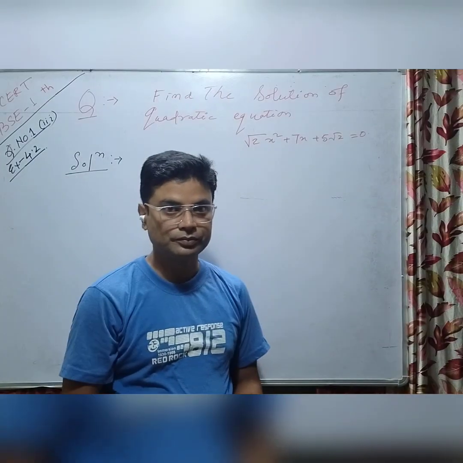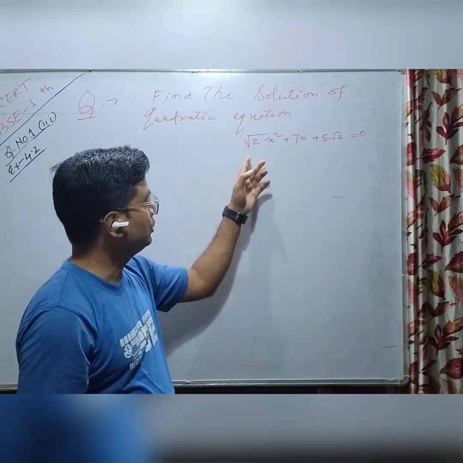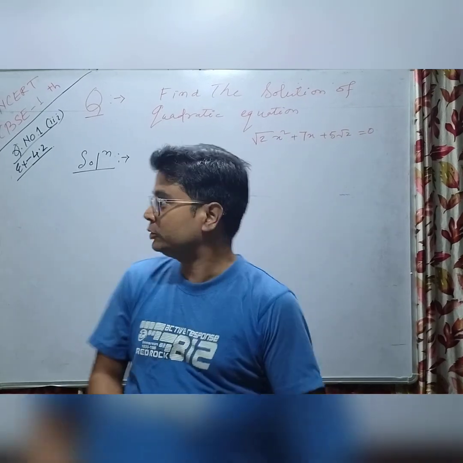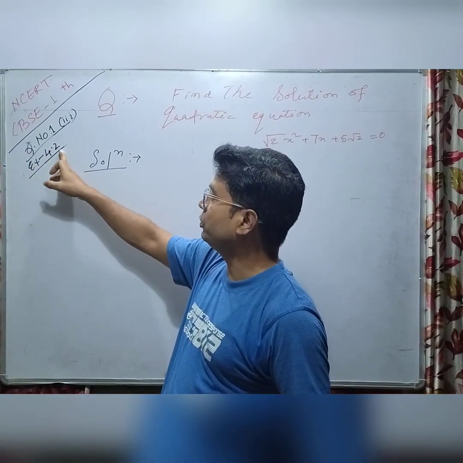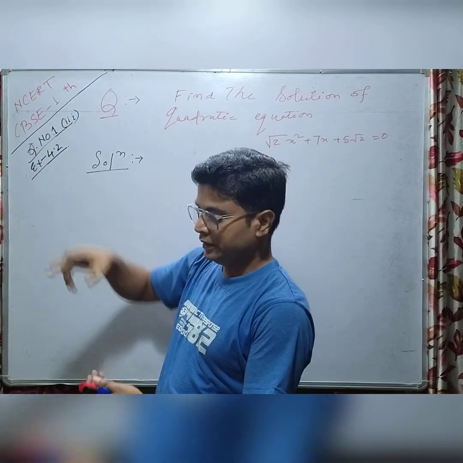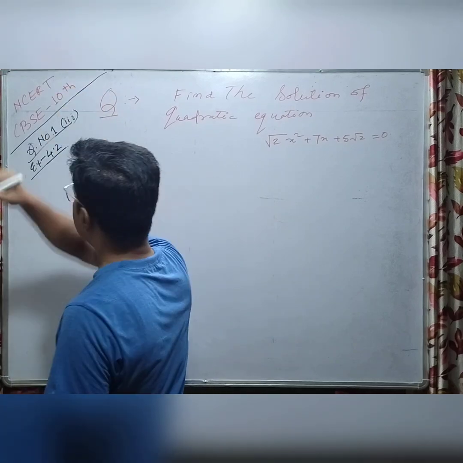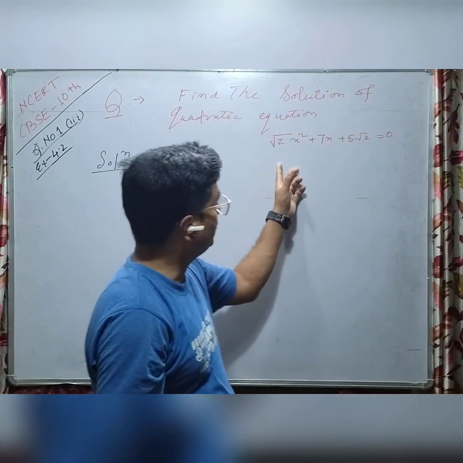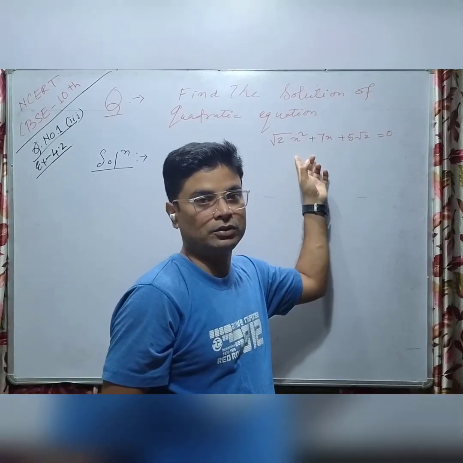Okay, students, here is another quadratic equation, root 2 x square plus 7x plus 5 root 2 is equal to 0. It is from exercise 4.2, question number 1, 3, NCERT CBSE class 10. I will solve this problem by using the factorization method.